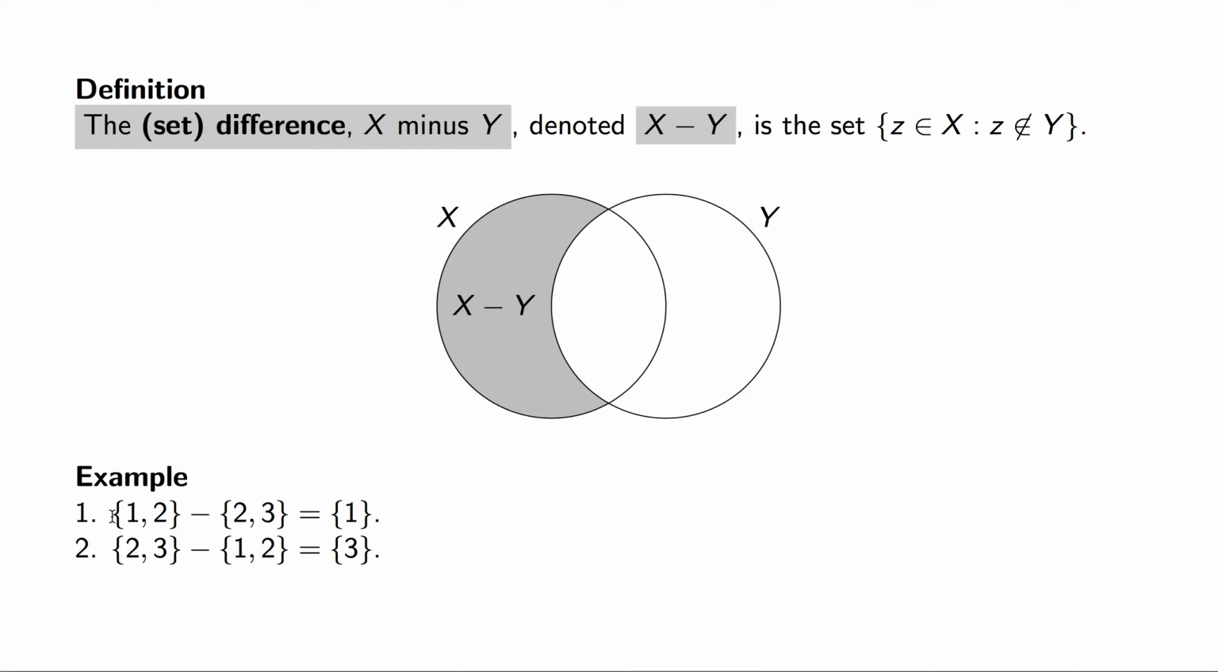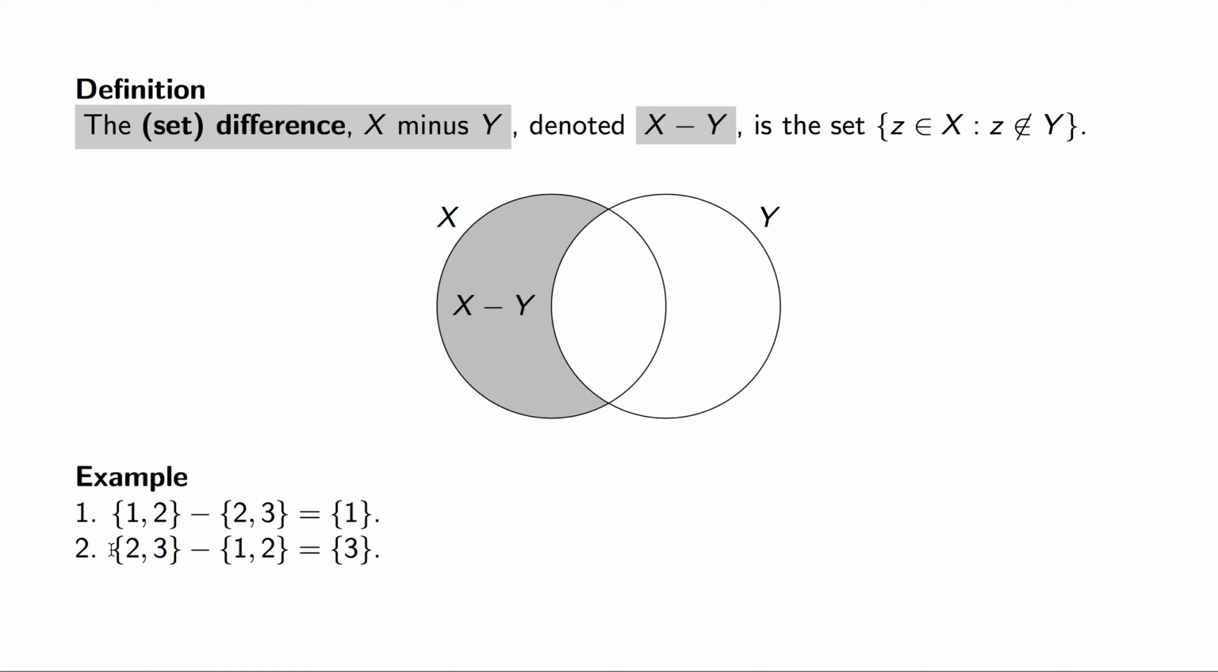Here's an example. Consider the set with elements 1 and 2. If we perform the set difference operation with the set containing 2 and 3, this results in the set containing the number 1. Indeed, 1 belongs to the first set, it does not belong to the second set. This is the only element with this property. We are looking for elements which belong to the first set but do not belong to the second set.